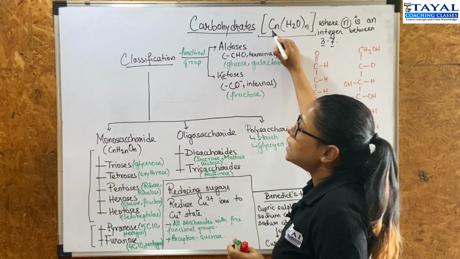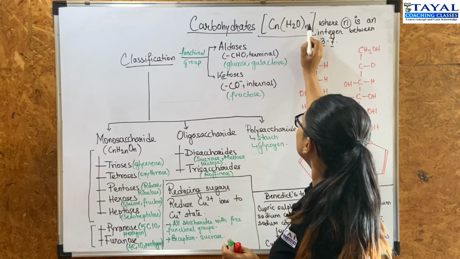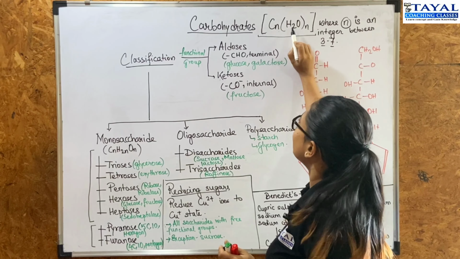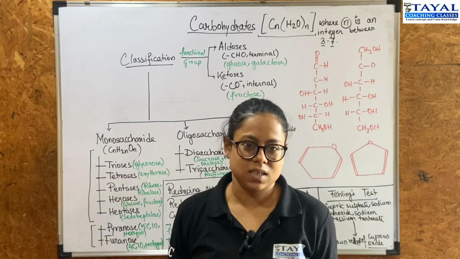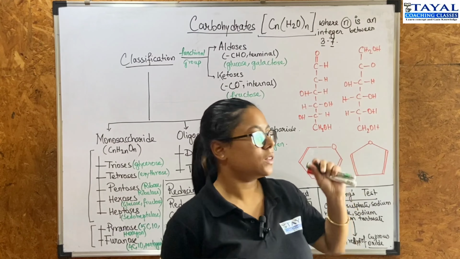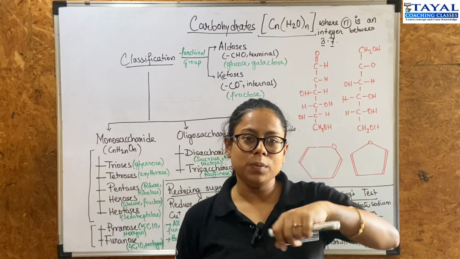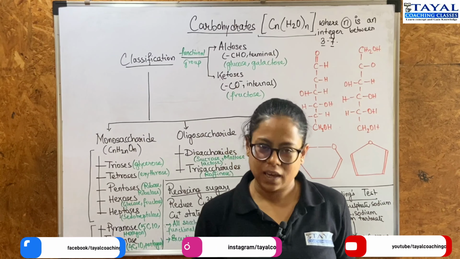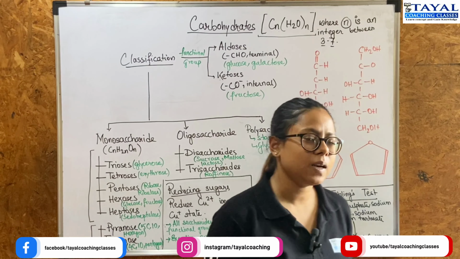So it can be C3(H2O)3, so that is C3H6O3. That's a possibility, right? But not above 7. The value of n cannot go beyond 7. You cannot have C8 in a carbohydrate, correct?